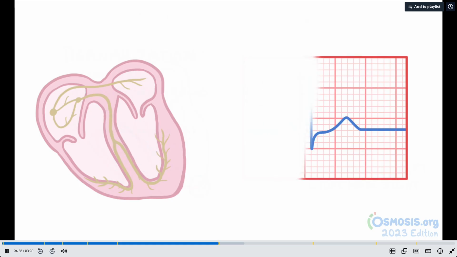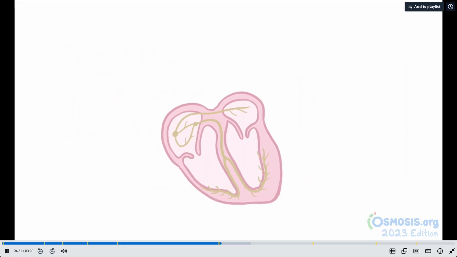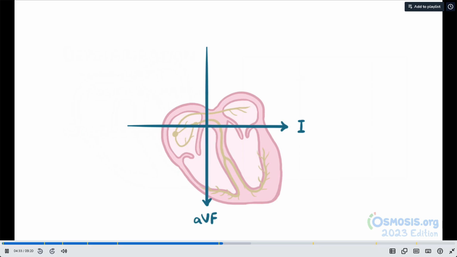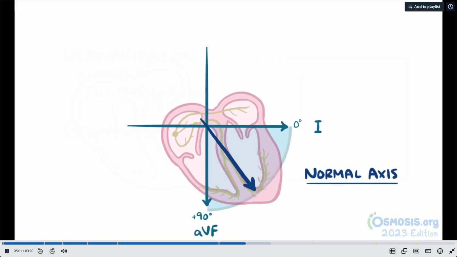So to figure out the direction of the axis in the frontal plane, we can start by looking at lead 1 and AVF. Lead 1 moves from right to left across the heart, so anything pointing to the left will be positive in lead 1. AVF, on the other hand, points downward, so any vector pointing downward will be positive in AVF. Looking at our overall vector from before, it's pointing both down and to the left, both positive, so it's in the bottom left quadrant between 0 and plus 90 degrees, and that's a normal axis.